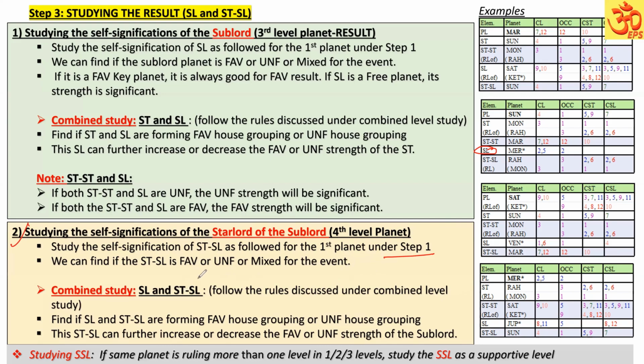We have to do the combined study of the sublord and the star lord of the sublord. So you can see the sublord and the star lord of the sublord. We have to study like this. It means we are trying to do each level's combined study, so that we see whether each level gets support, or at each level the previous level's strength is getting reduced or increased. For that only, we are taking this many steps.